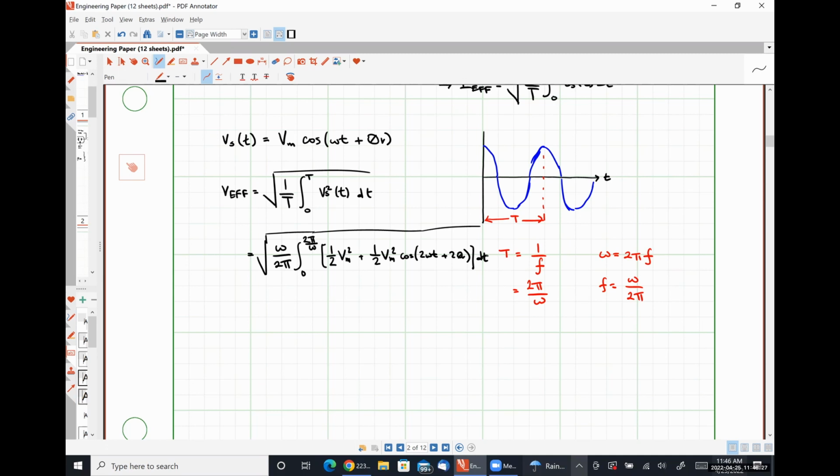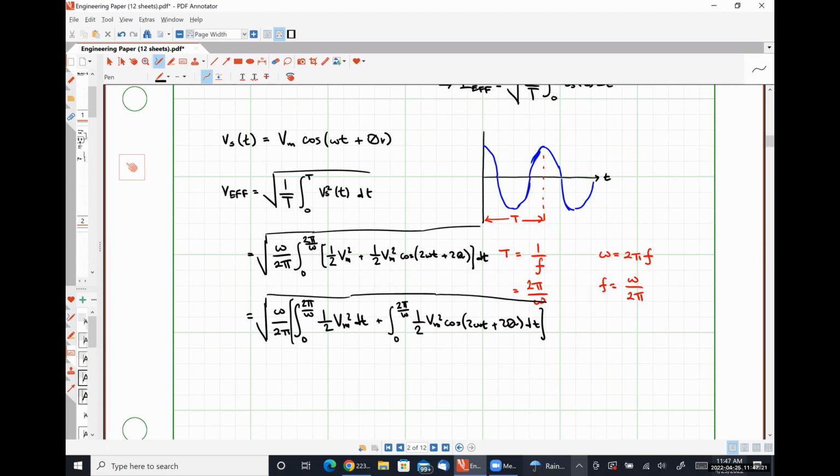I can split this integral up into 2 parts. So we would have omega over 2 pi times the integral from 0 to 2 pi over omega of 1/2 Vm squared dt, plus the integral from 0 to 2 pi over omega of 1/2 Vm squared cosine of twice omega t plus twice theta v dt. Close this out. And I'm taking the square root of this whole thing.